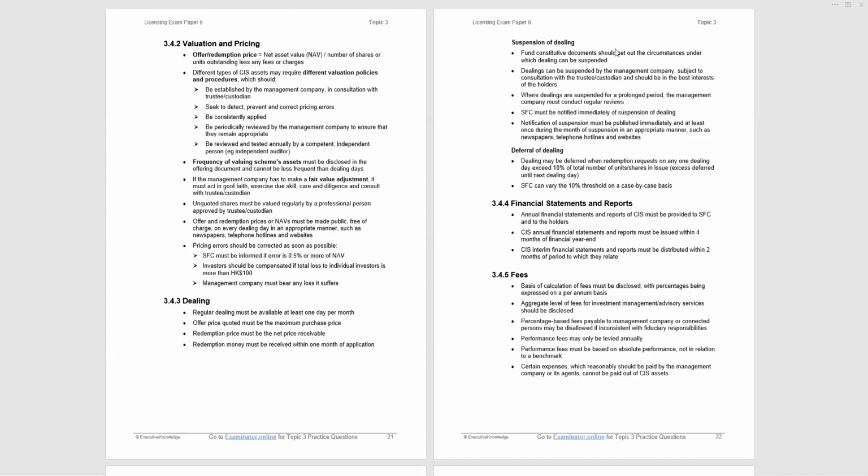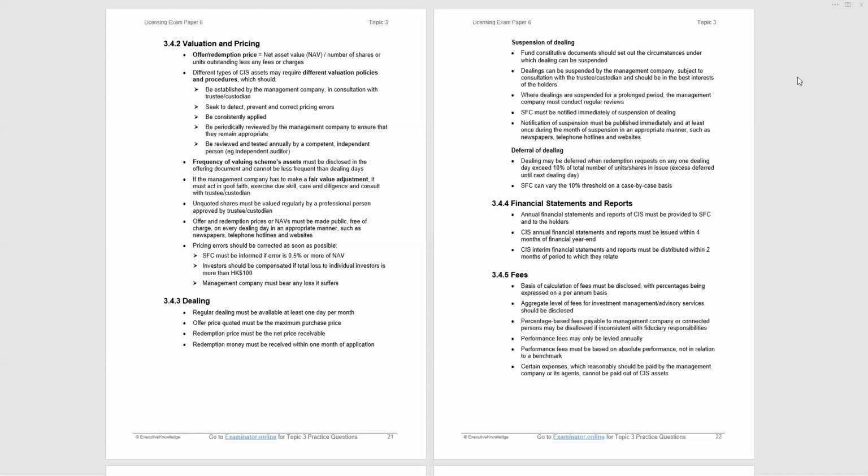Now, dealing, yes, I would be aware under dealing that the regular dealing must be available at least 1 day per month. That is, you can get in or out of the scheme at least 1 day per month. Offer price quoted must be maximum purchase price. The redemption must be the net price receivable, and redemption money must be received within 1 month of application. That is very, very practical information if you are an investor in collective investment schemes. Then we have material on the suspension of dealing and deferral of dealing, and in your own time, read through that. Again, very important if you're investing in a collective investment scheme.